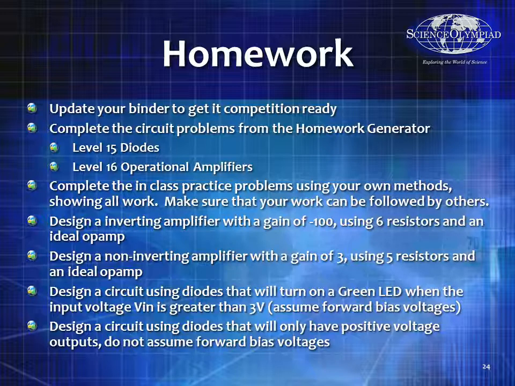Now I want you to design a circuit using diodes that will turn on a green LED when the input voltage Vin is greater than 3 volts. And I want you to assume forward bias voltages. In other words, I want you to design a circuit such that when the voltage gets above 3 volts, the green LED turns on. When it's below that, it shouldn't turn on.